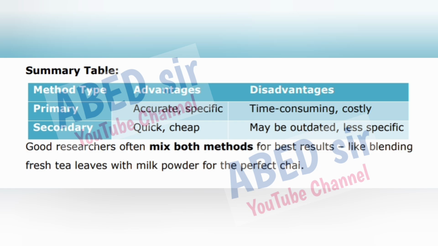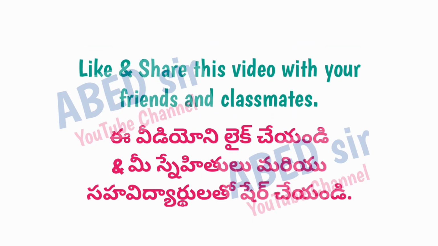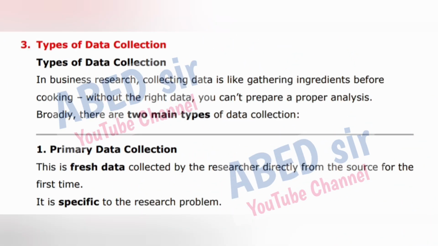Summary table. Method type, advantages, disadvantages. Primary: accurate, specific, time-consuming, costly. Secondary: quick, cheap, may be outdated, less specific. Good researchers often mix both methods for best results, like blending fresh tea leaves with milk powder for the perfect chai. Next important long question is 3.